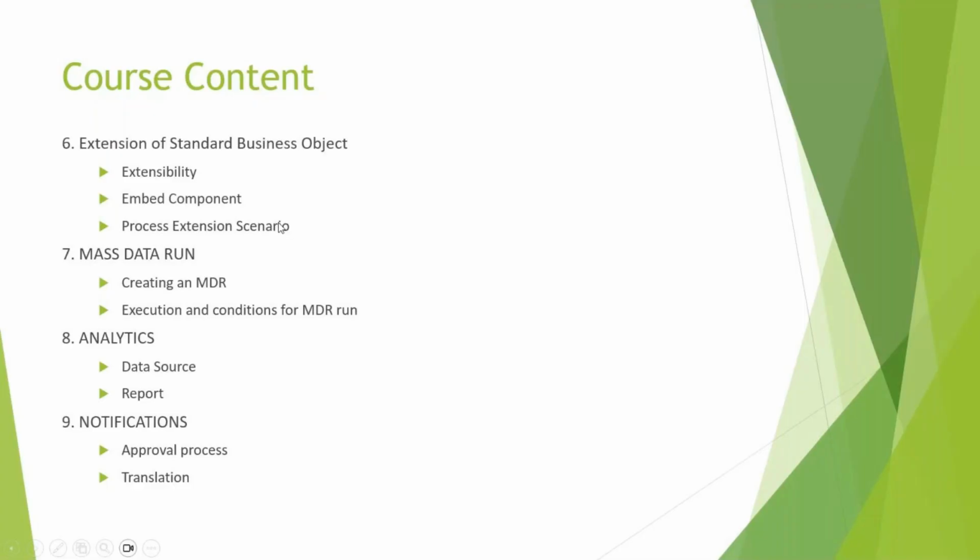Let's say we have created one field in lead and we want to extend it to opportunity and a sales quote. That time we can go with the process extension scenario. This will be used to extend any custom field which you have created in an XBO to a web service. So this will be useful in those scenarios. We'll have an example and we'll go deep into that.